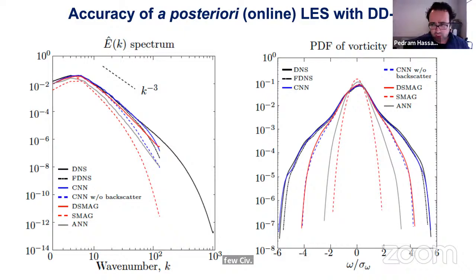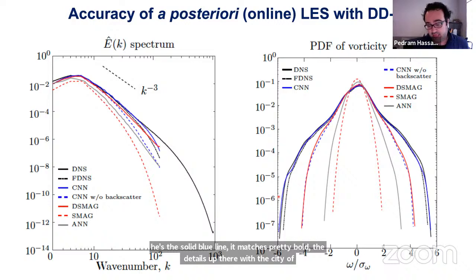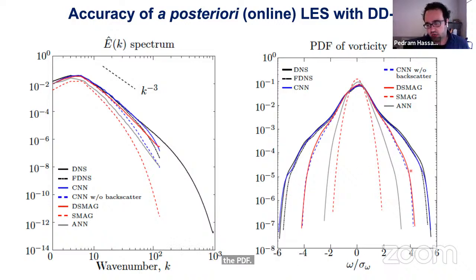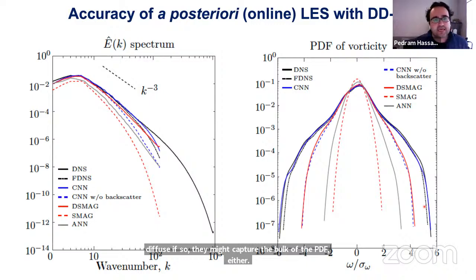For example, here I'm showing you the turbulence spectrum. The solid blue line, that's the CNN, and it matches the filtered DNS better than any of the other methods. And maybe the PDF of vorticity, looking at this tail, that's the best place to see the advantage of using a CNN. That is the solid blue line. It matches pretty well with the tails of the vorticity PDF of the filtered DNS. On the other hand, these other methods are all pretty diffusive. So they might capture the bulk of the PDF okay, but they miss these extreme events.